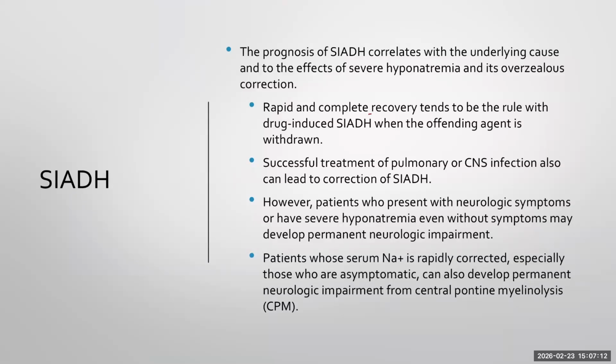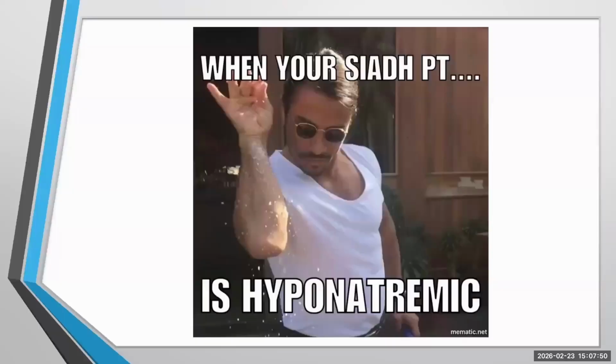So rapid, complete recovery tends to be the rule with drug-induced SIADH. So if it was a drug that caused it, once that drug gets out of your system, the SIADH goes away. So that tells you it was just drug-induced. Treatment of that pulmonary or CNS infection will also help with the SIADH. If they have neurologic symptoms or severe hyponatremia, may develop permanent neural impairment. And obviously, if you raise it too fast, you get that risk of central pontine myelinolysis.